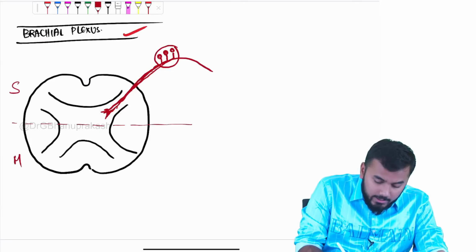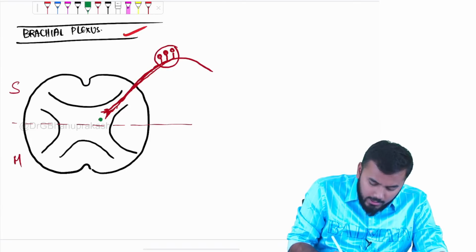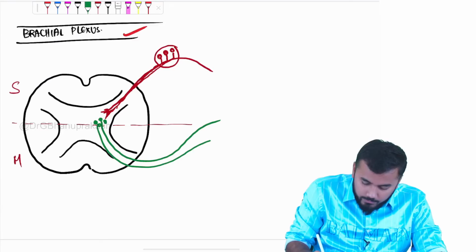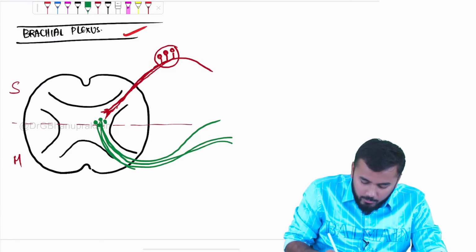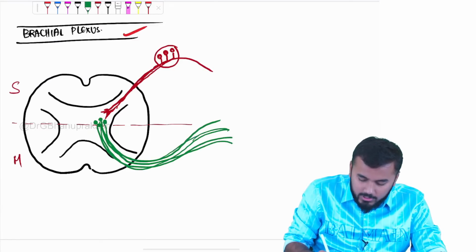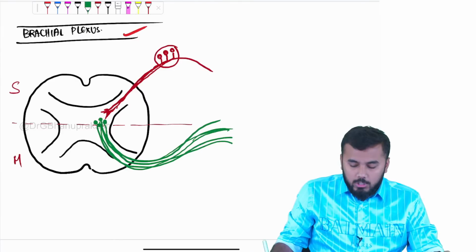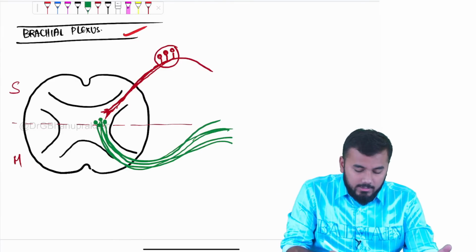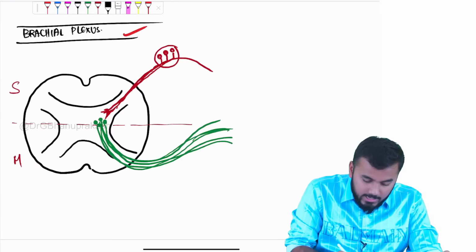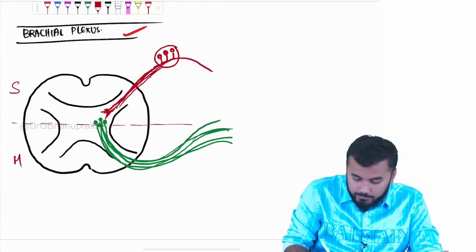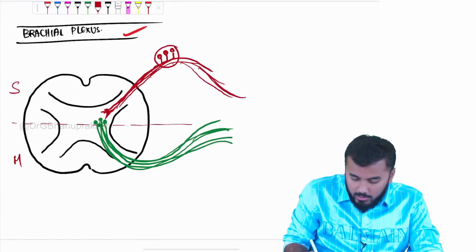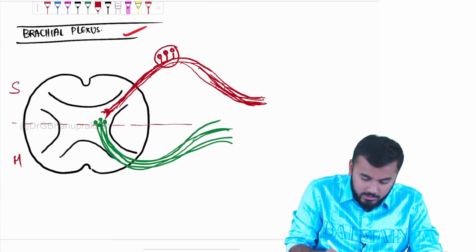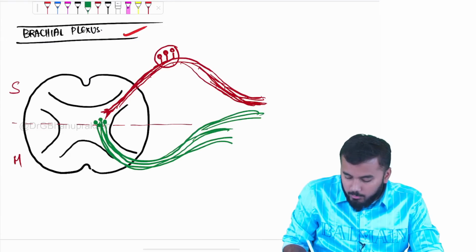Now from here, lots and lots of motor nerves go like this. Green color are your motor nerves, the red color are your sensory nerves. So where are they exactly mixing? Look here very carefully. All these are your sensory nerves like this. All these are your motor nerves.